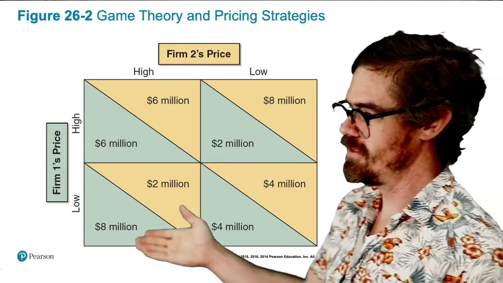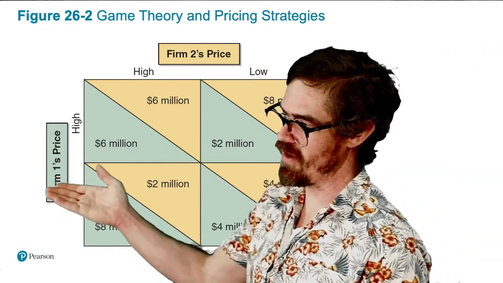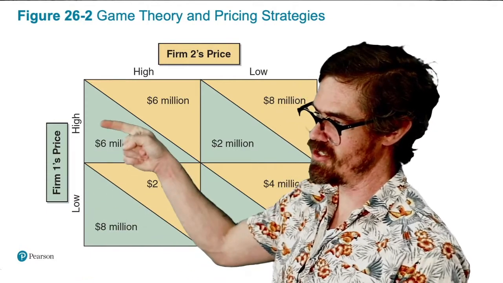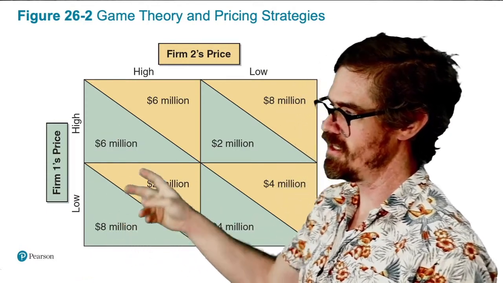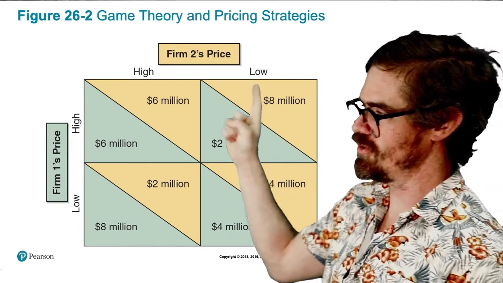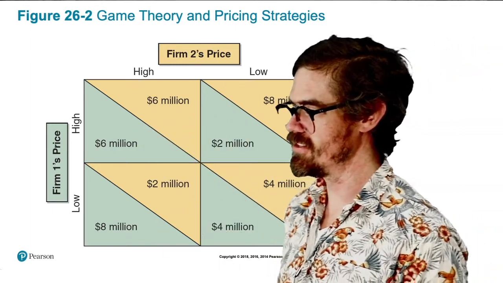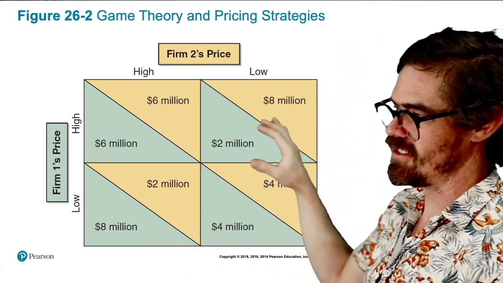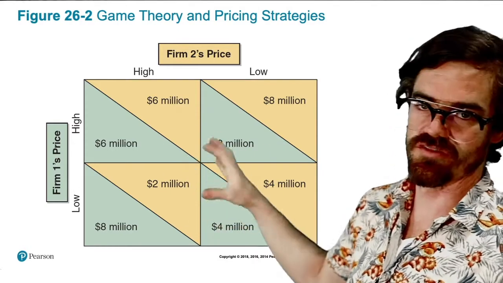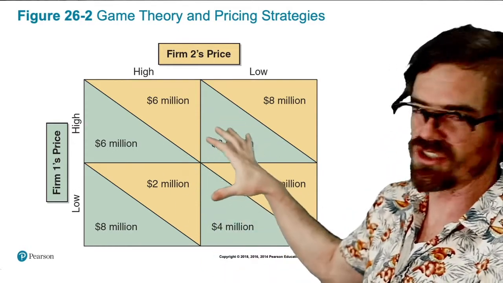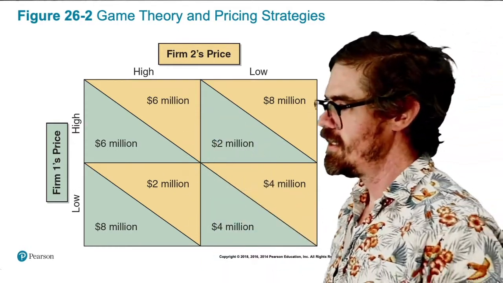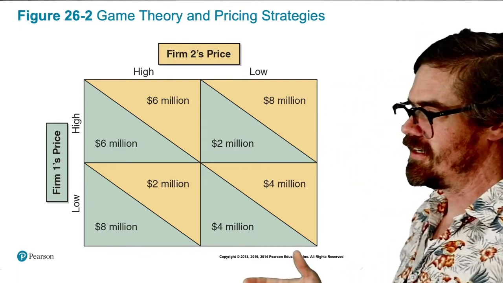All right, so we've got our game matrix. We've got firm 1 and its decision to charge a high price or a low price. We've got firm 2 and its choice to charge a low price or a high price. And then the different outcomes in terms of their profit or revenue. It doesn't really matter. We'll just assume profit. Okay, so let's see here.